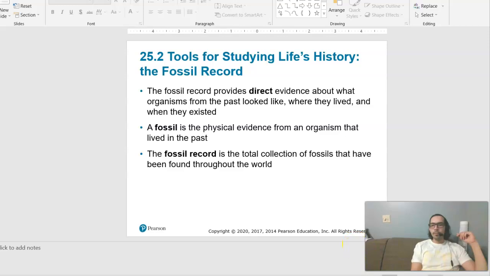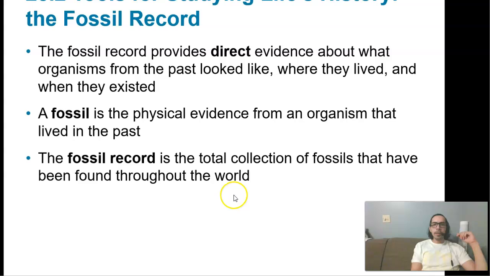Okay, so we are going to start with the second tool that biologists use to record the history of life, which is the fossil record. The fossil record provides direct evidence about what organisms from the past look like, where they lived, and when they existed. The fossil record is a total collection of fossils that have been found throughout the world.